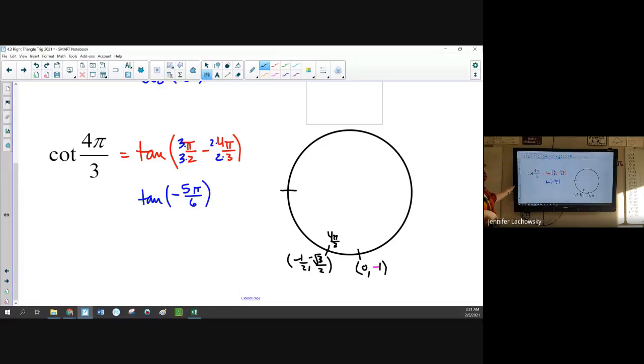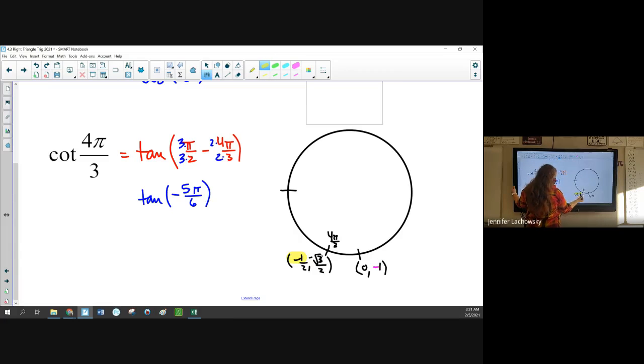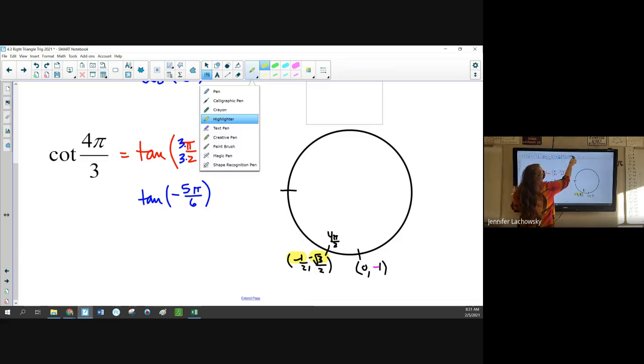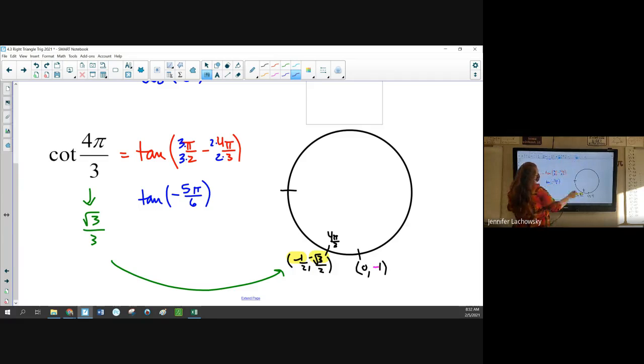What is cotangent in general? Cosine over sine. Cosine is the x or the y? X. So x over y, what's that going to be? Okay, 1 over the square root of 3 or square root of 3 over 3. Cool? Okay. Where is negative 5 pi over 6?